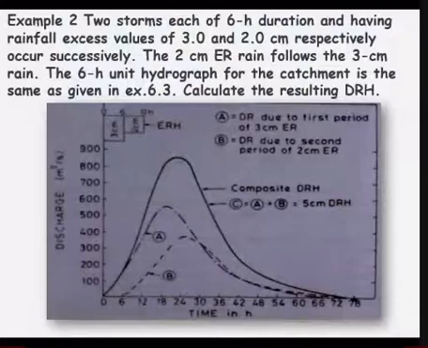The second problem: two storms, each of 6-hour duration and having rainfall excess values of 3.0 and 2.0 centimeters respectively, occur successively. The 2 centimeter ER rainfall follows the 3 centimeter rain. The 6-hour unit hydrograph for the catchment is the same as given in example 6.3. Calculate the resulting DRH.